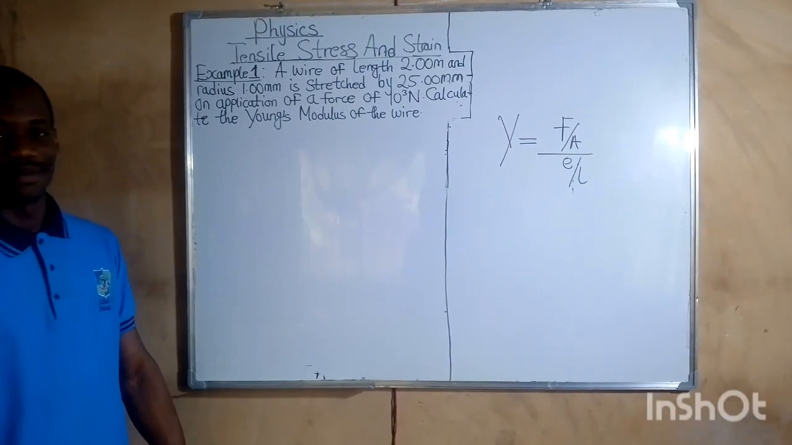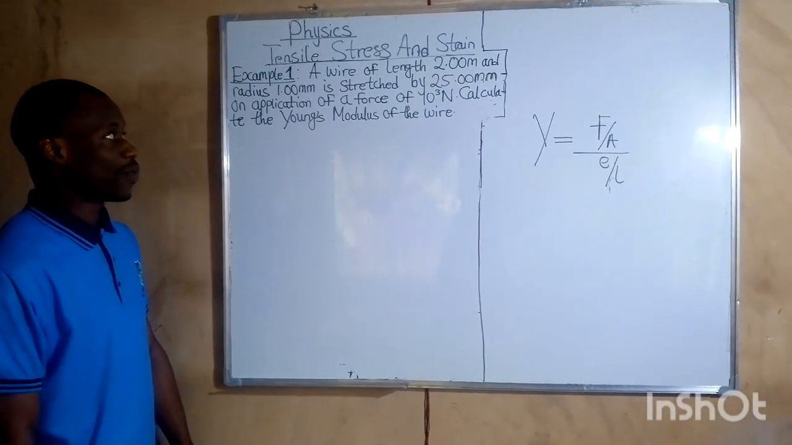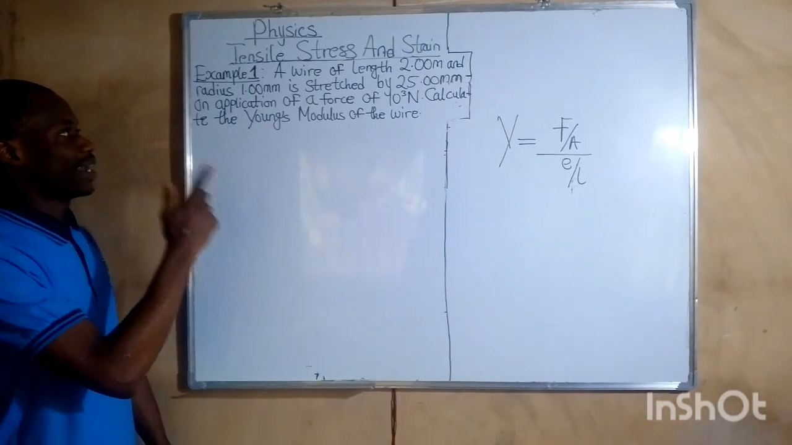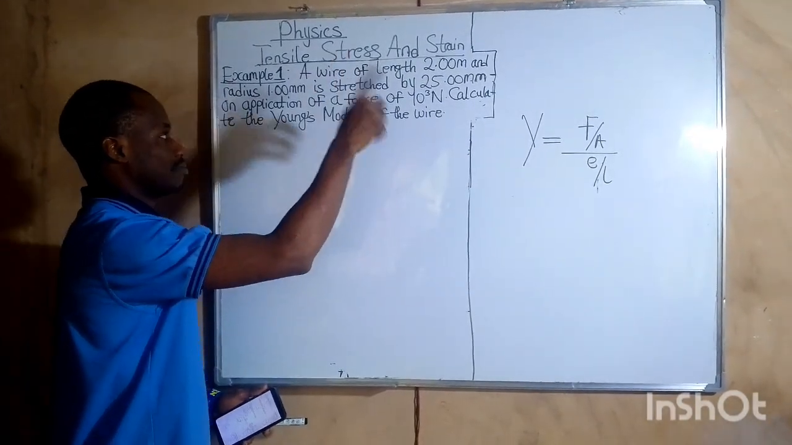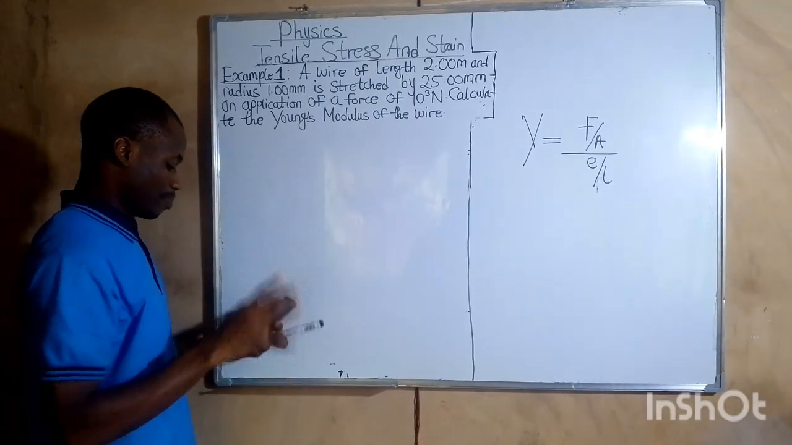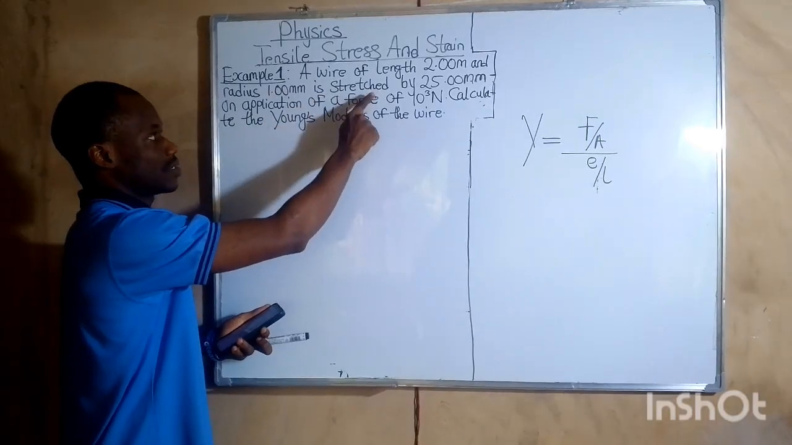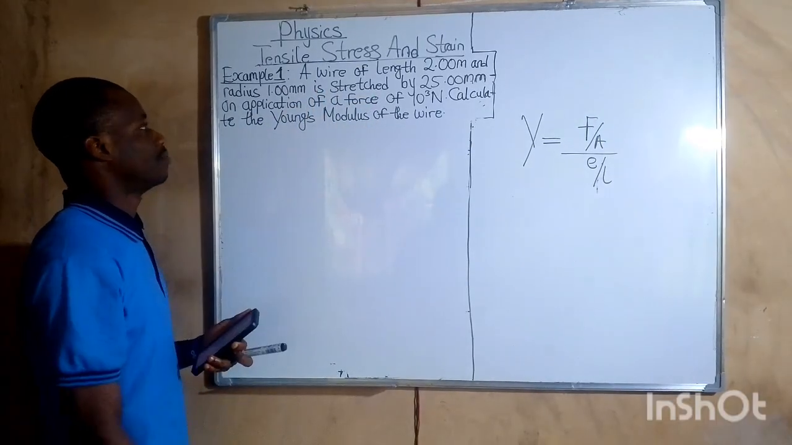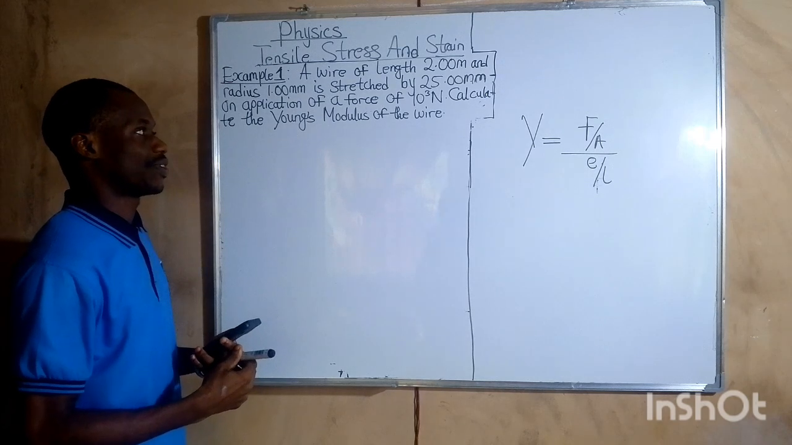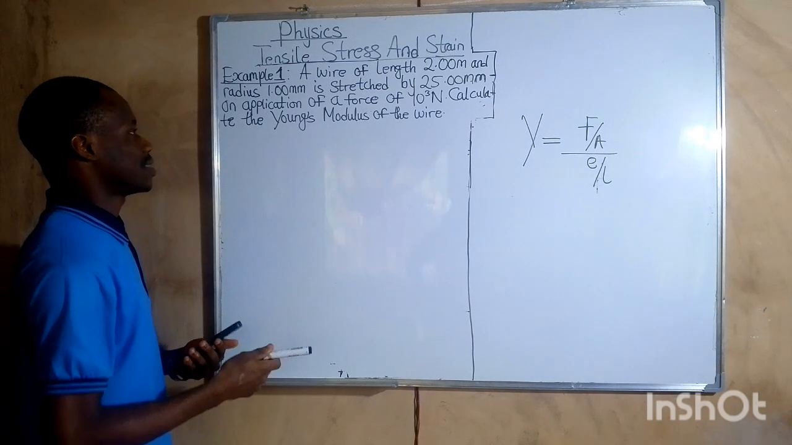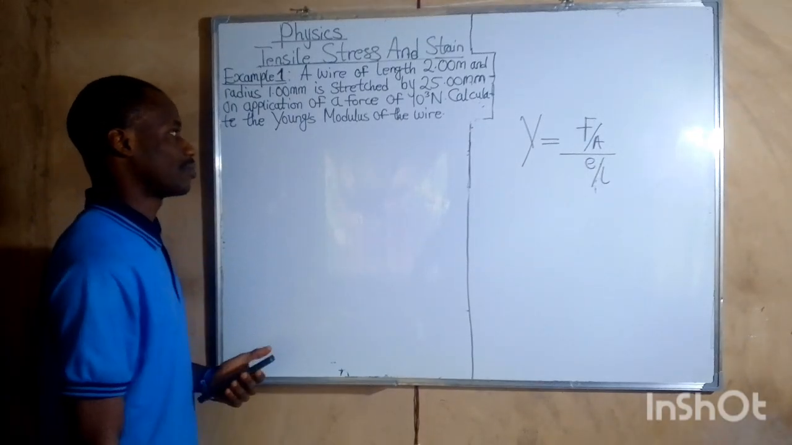Alright, let's continue. Tensile stress and strain, example 1. The question says a wire of length 2.0 meter and radius 1.0 millimeter is stressed by 25.0 millimeter on application of a force of 10 raised to power 3 Newton. Calculate the Young's modulus of the wire.